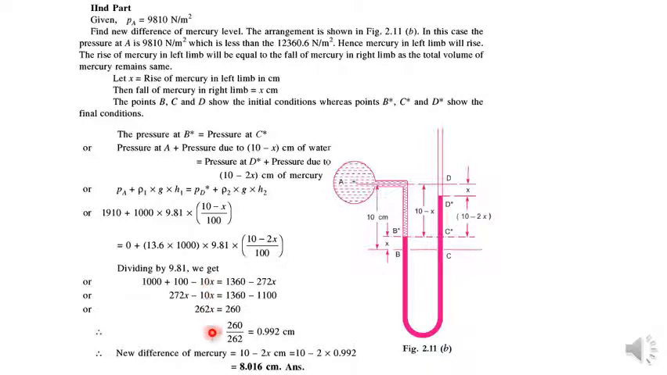Your x is unknown, so you determine x at the first step, and then 10 minus 2x will be the difference between the mercury in both the right and left limbs. So this 10 minus 2x, you can input the x value and determine this difference. It will be 8.016. So the rest of the equations will be the same and the solution will be the same.